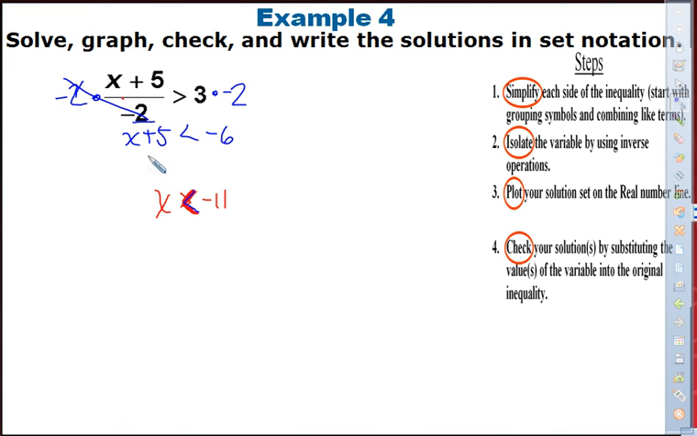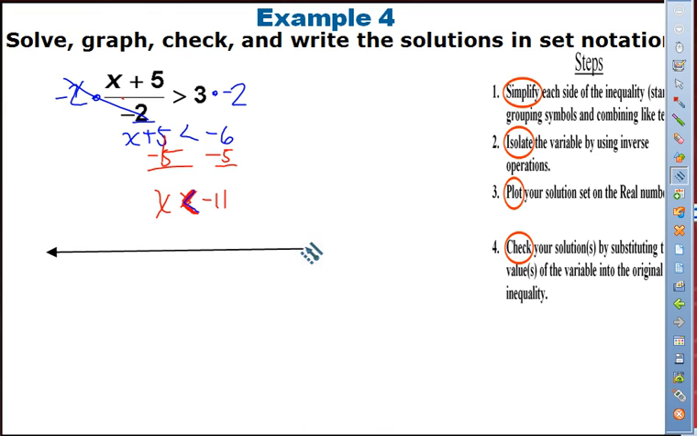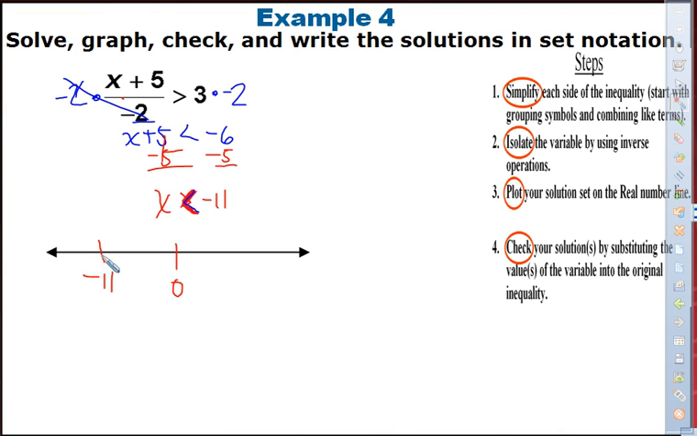From there, we subtract 5 from each side, and we're left with x less than negative 11. Our graph: 0, negative 11. x is less than negative 11. What numbers are less than negative 11?